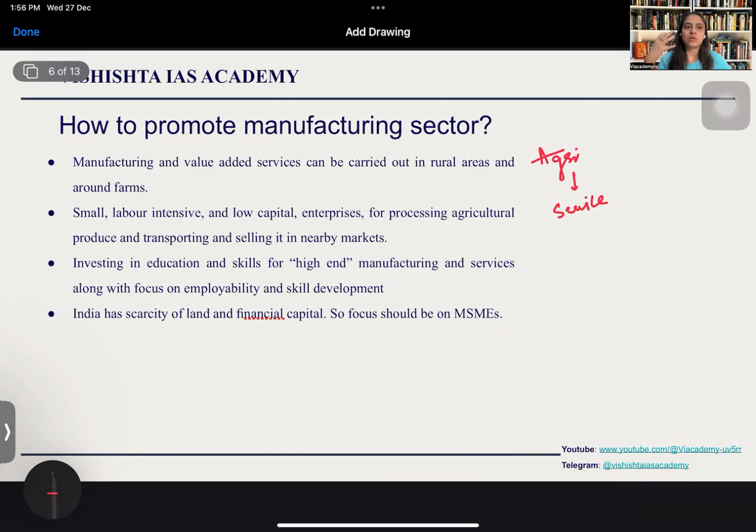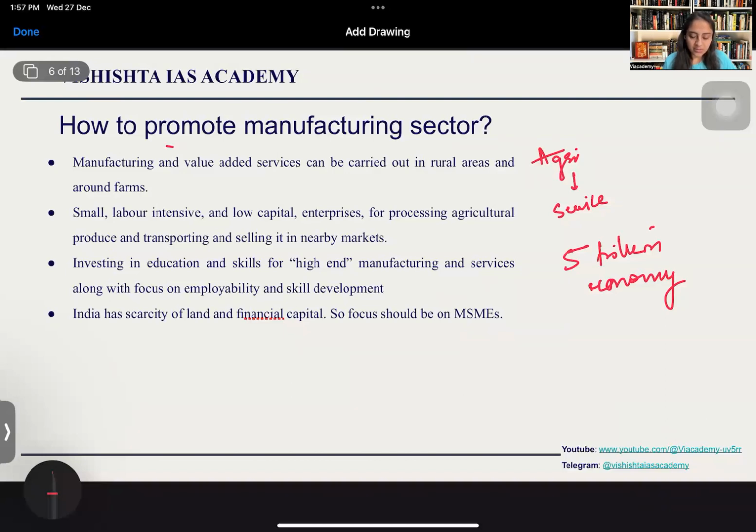And now that we are going for a 5 trillion economy goal, that cannot be done without a strong manufacturing sector. One good example of this is China. China has been growing immensely because of a very strong manufacturing sector. So, how to promote manufacturing sector?